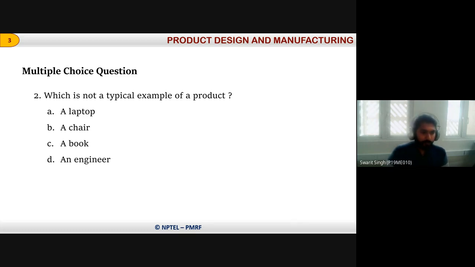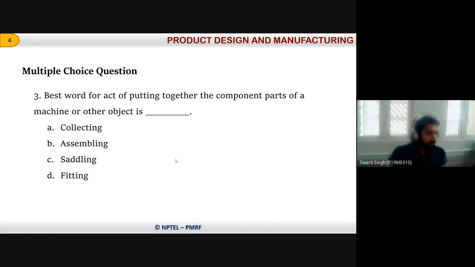So moving to the next question, question number 3. I think it is now visible on your screen. Question number 3 says, the best word for the act of putting together the component parts of a machine or object is called. So if we want to put all the components and parts of a machine or the objects together, what is that act called? Is it collecting, assembling, settling, or fitting?